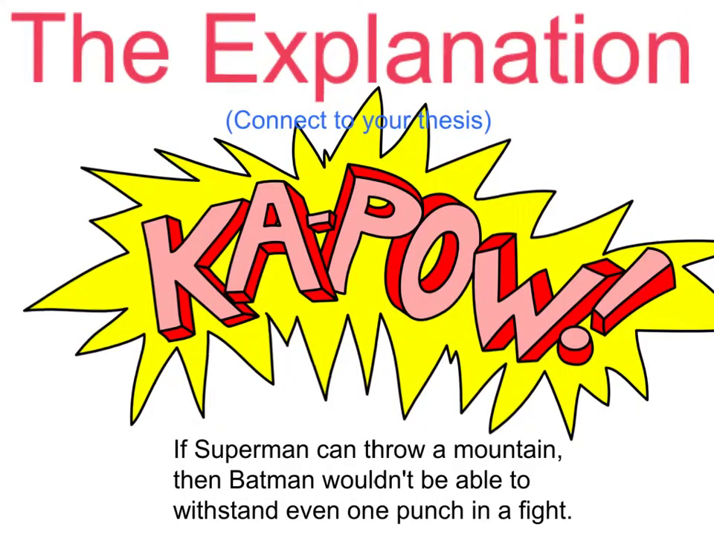Now all I need to do is connect both my claim and my textual proof back to my thesis, which is exactly what the explanation does. Here is my sample sentence. If Superman can throw a mountain, then Batman wouldn't be able to withstand even one punch in a fight. If you notice, I make a connection both to my textual proof, that's the throw a mountain bit, and the fact that this topic as a whole is about a fight between Batman and Superman.